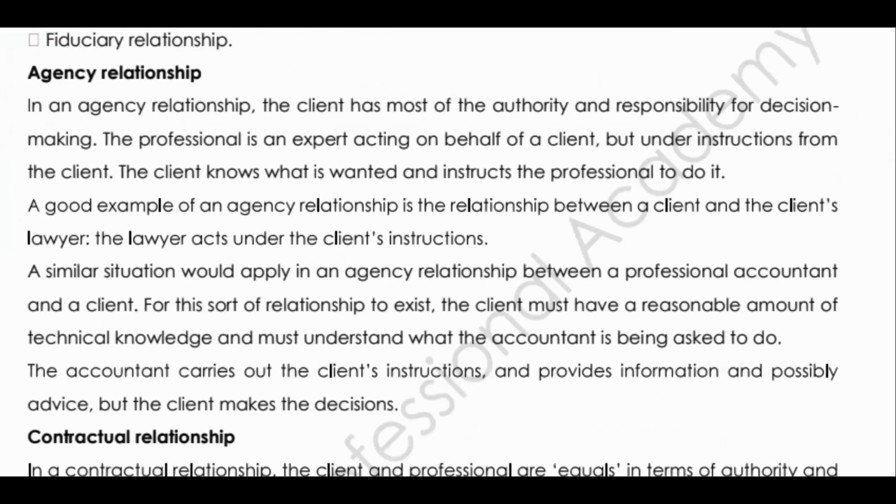Now, the first one is agency relationship. In an agency relationship, the client has the most authority. The client is responsible for decision making. Let me give you an example of an agency relationship. A very good example would be, say, you have a company, you need to make a valuation, for example, or you want to buy stocks, you want to go into shares and all of that.